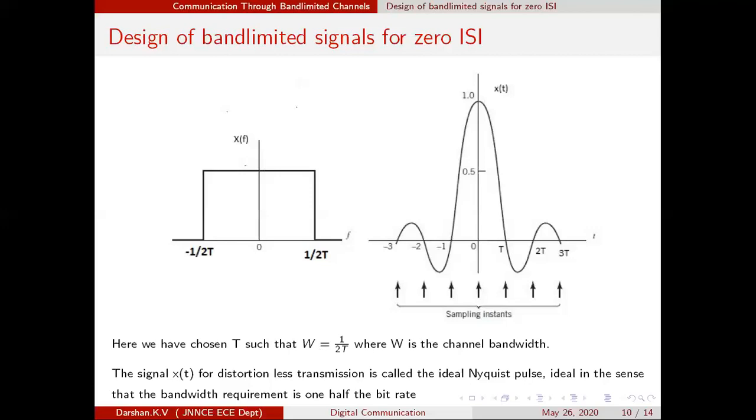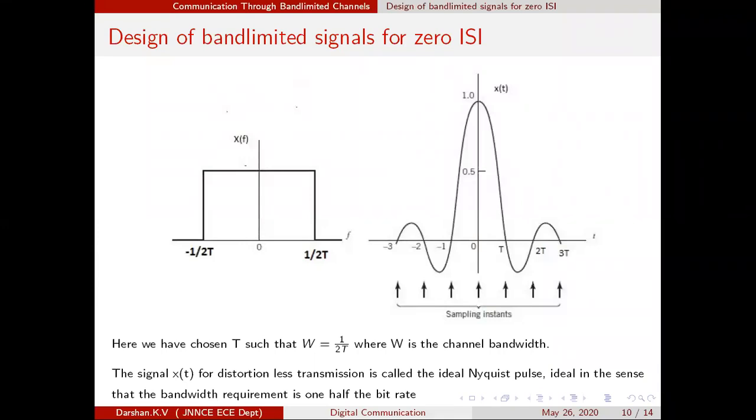Currently, for the time being, we will assume this is the condition we are following. What is the condition? The channel bandwidth is equal to 1 by 2T. What is T? T means the sampling time. Remember, T is a term common to both transmitter and receiver. How can I say that? At the transmitter, every T seconds one symbol gets generated.